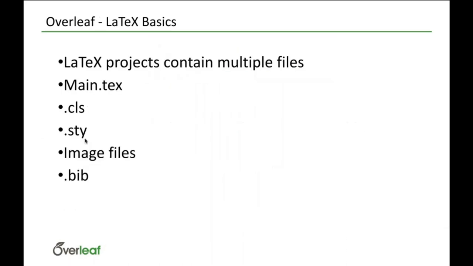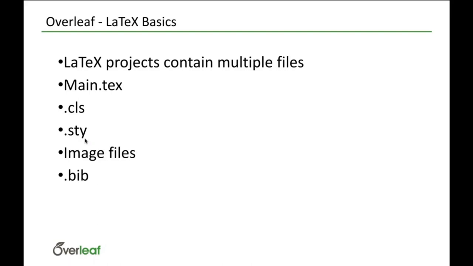If you've ever worked on a Word document, you know it can get out of sync pretty quickly if you're emailing back and forth with your collaborators. LaTeX not only has a single document, but it's actually typically a collection of several documents that are all bundled up into one project. That will include a main file, a class file or style file that will tell the output how to behave. Image files are held separately, and of course you'll probably have a bibliography file as well. This is just kind of the minimum number of files. You can actually have multiple tex documents.